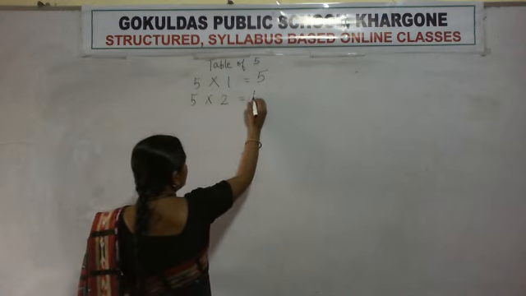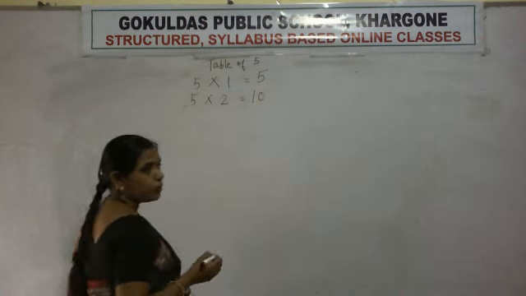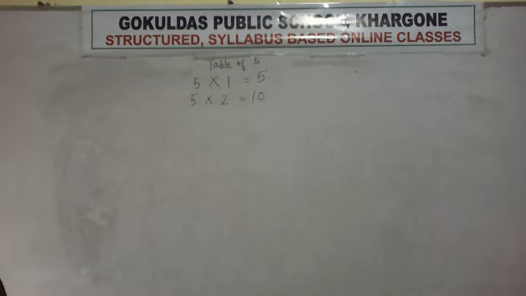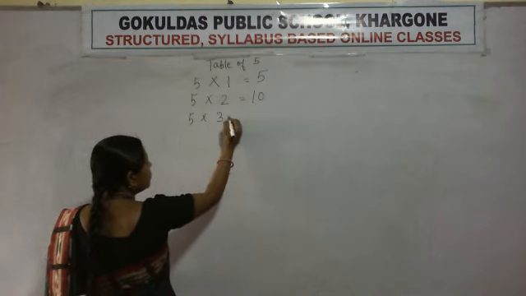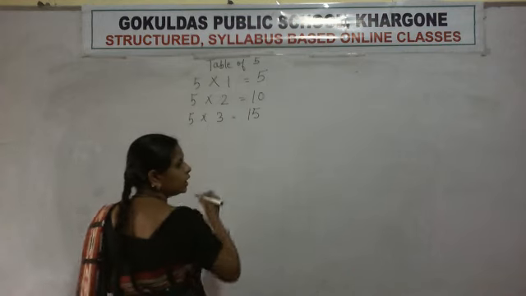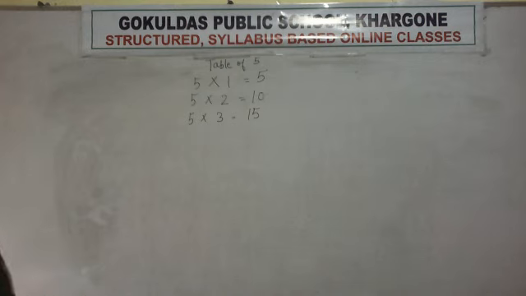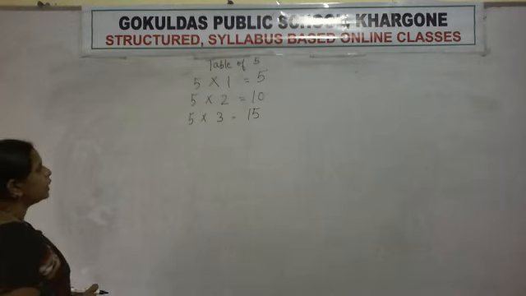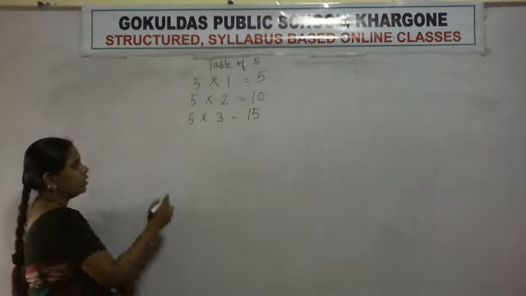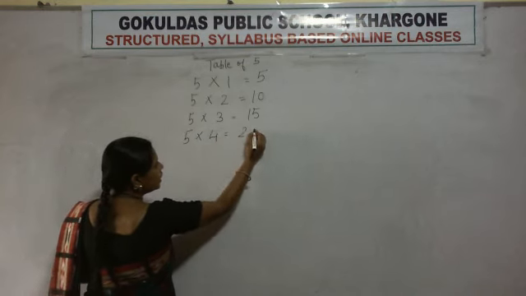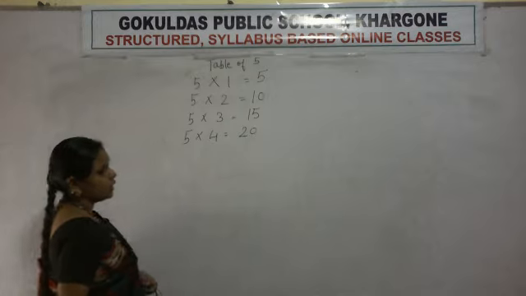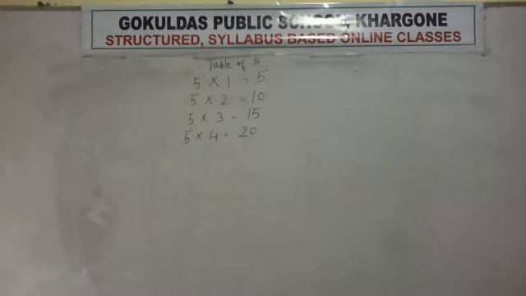5 twos are 10. Repeat and write. 5 twos are 10. Right, next, 5 threes are 15. Repeat after me. 5 threes are 15. Next, 5 fours are 20. Repeat. 5 fours are 20.